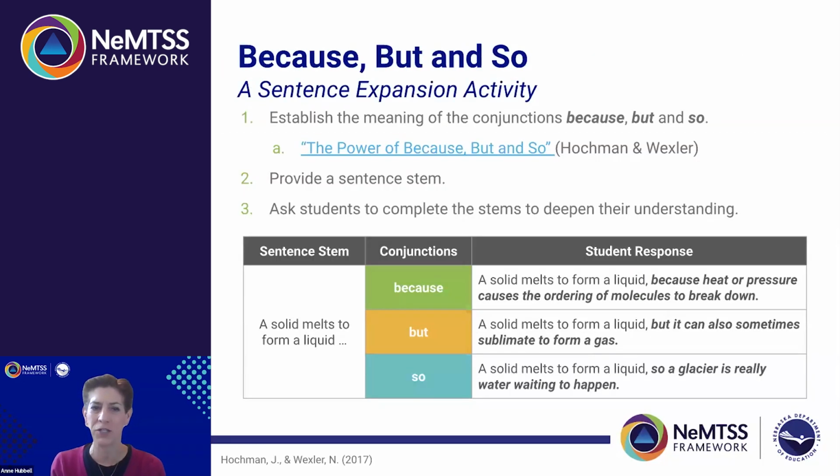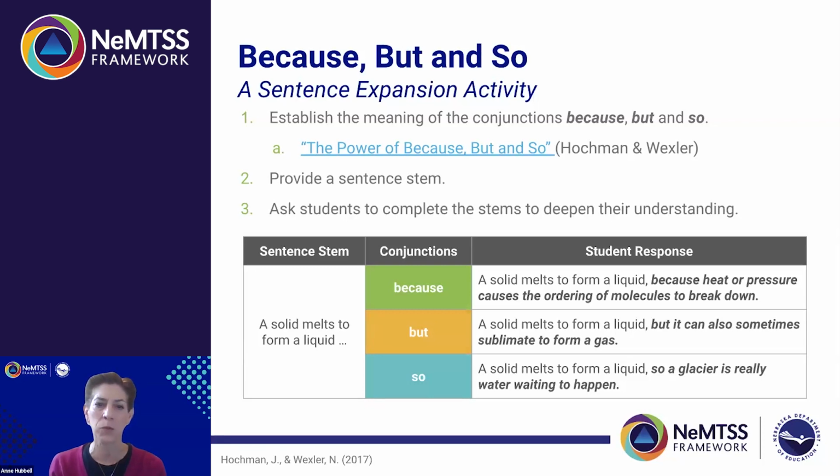One specific strategy that helps students understand the power of different words is the power of because, but, and so. This strategy can be found in The Writing Revolution by Judith C. Hochman and Natalie Wexler. In this activity, students need to understand the meanings of these 3 words: because, the why; but, which indicates a change of direction or the opposite; and so, the result.